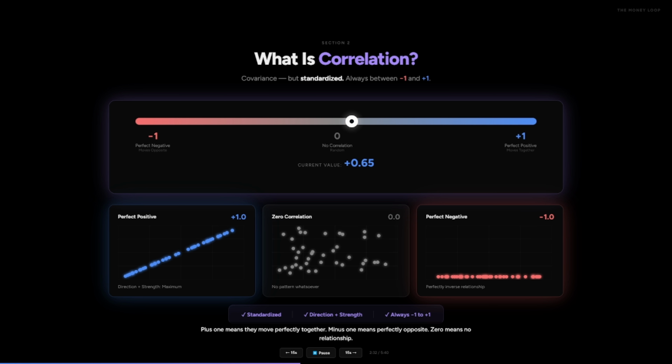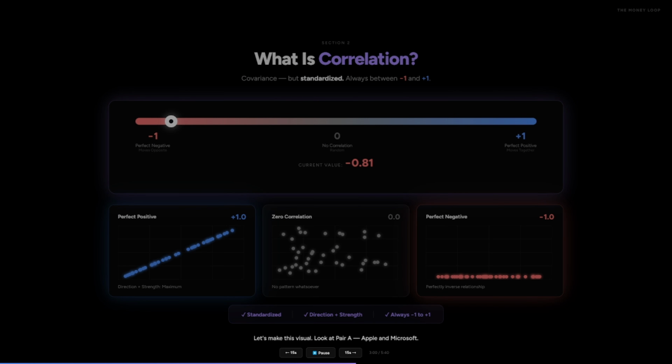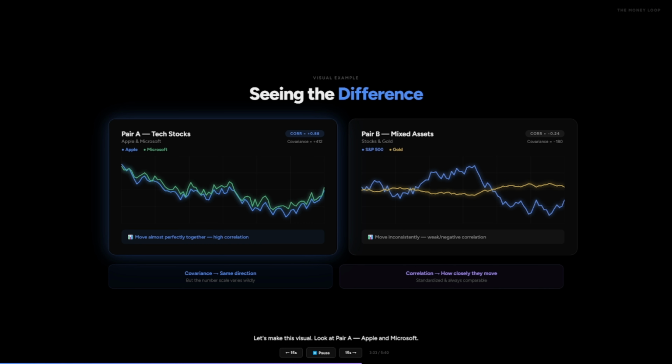And this is where correlation comes in. Correlation is basically a standardized version of covariance. It takes covariance and converts it into a simple scale between -1 and +1. That makes it much easier to interpret. A correlation of +1 means two things move perfectly together. -1 means they move perfectly opposite. And 0 means there's basically no consistent relationship. So unlike covariance, correlation tells us both the direction and the strength of a relationship in a way that's easy to compare. Think of covariance as a rough measurement and correlation as the cleaned up, easy to read version.